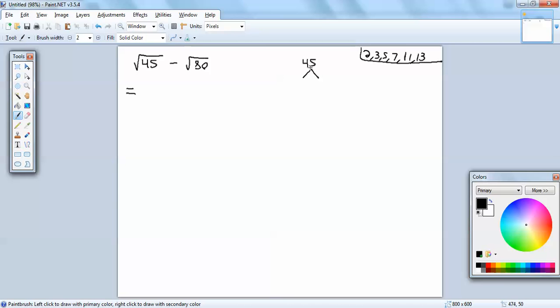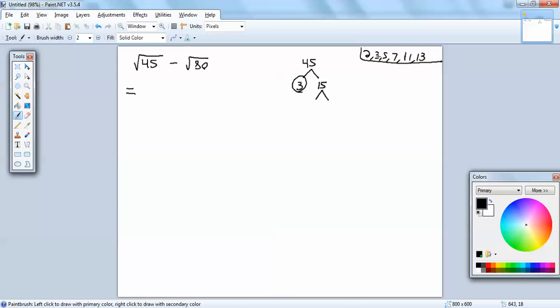Okay, I start with my first prime, 2. It's not divisible by 2. So I go to my next one, 3. It is divisible by 3. 3 times 15. Again, how you can determine that is you can plug that in your calculator. 45 divided by 2 gives you decimals. It doesn't go into it evenly. 45 divided by 3 gives you 15.